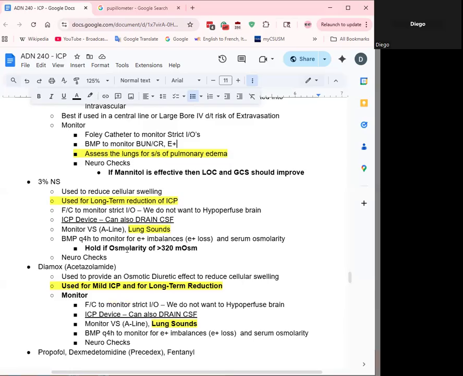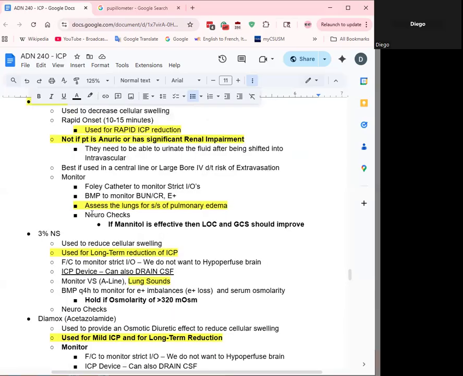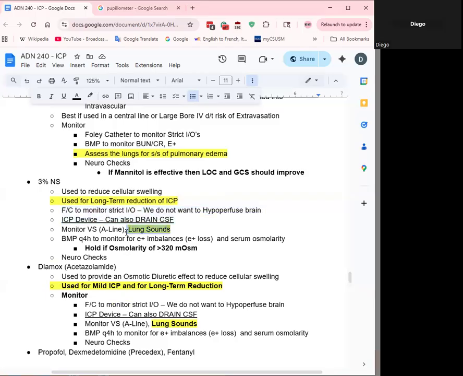Okay, 3% normal saline. They're all going to be used for reduction in cellular swelling, but this one's going to be a bit more for long term. Same thing though, we're going to be measuring strict I's and O's. We're also going to be assessing lung sounds. Pretty much all three of these, we're going to be assessing lung sounds. And we're going to be assessing their BMP for severe changes in electrolyte imbalance.